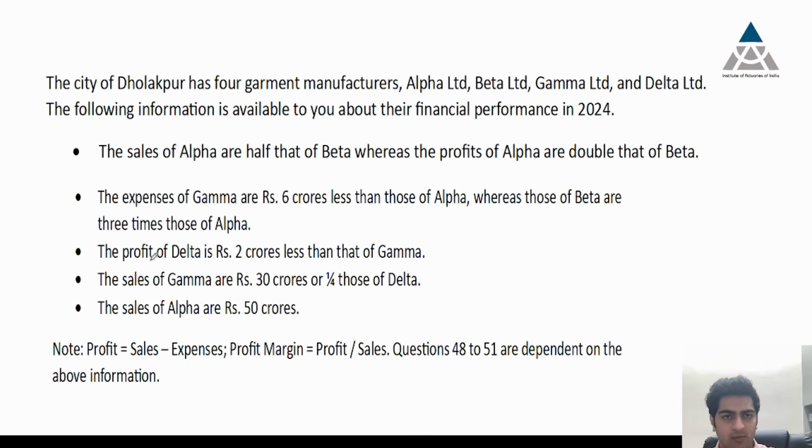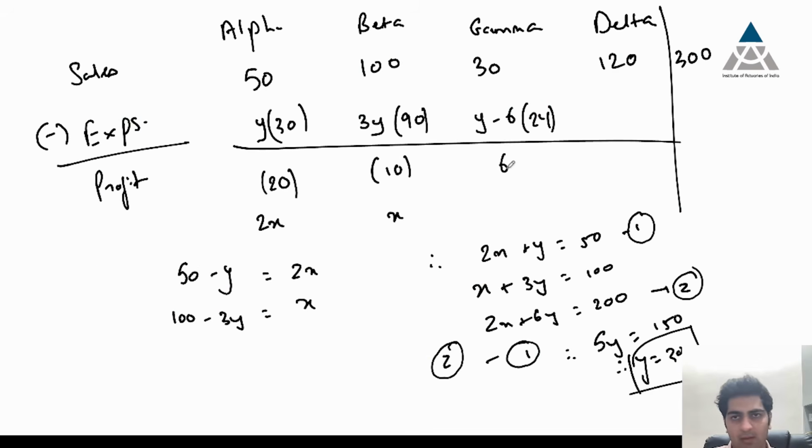is delta. So what have they told about delta? That delta's profit is 2 crores less than that of gamma. So gamma's profit is 6, delta's profit is 4, which means their expenses are 116.